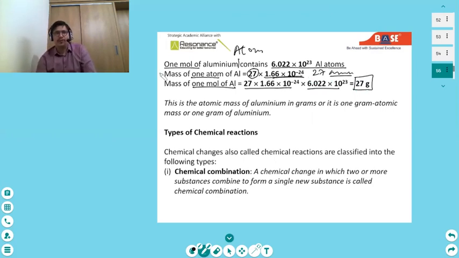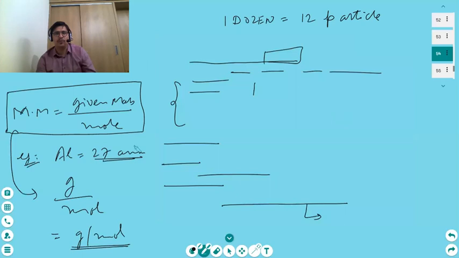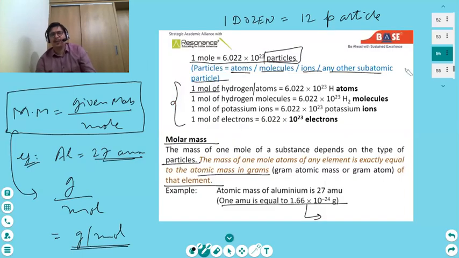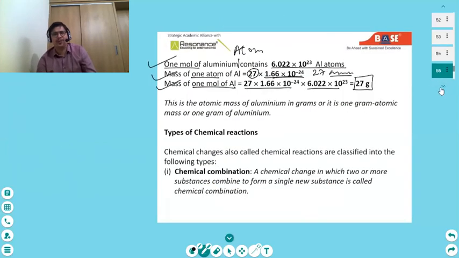Okay. So first, 1 mole of aluminium contains Avogadro number of atoms. Mass of 1 atom of aluminium is 27 U. U value you know, so you multiply with that. Therefore, mass of 1 mole of atoms. So given mass by number of moles, you can do it. The formula which I have given before, that is given mass by number of moles, you can use it to calculate this. Okay. Therefore, this is the atomic mass of aluminium in gram, or it is the gram atomic mass or 1 gram of aluminium.